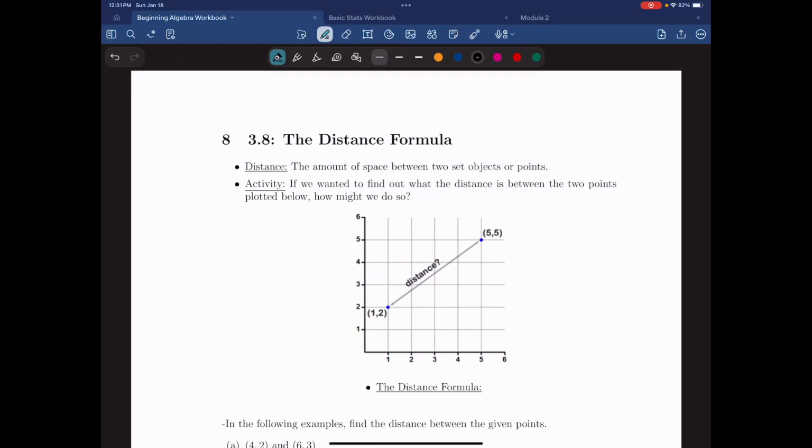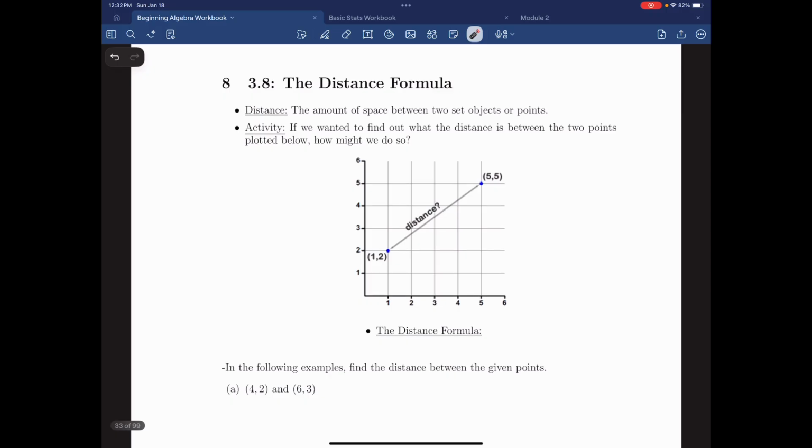In this video, we are going to learn something called the distance formula. So, distance is defined as the amount of space between two set objects or points. So, let's do an activity.